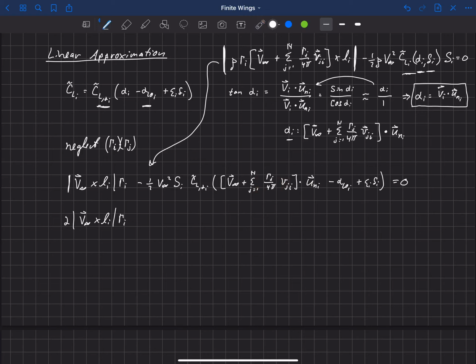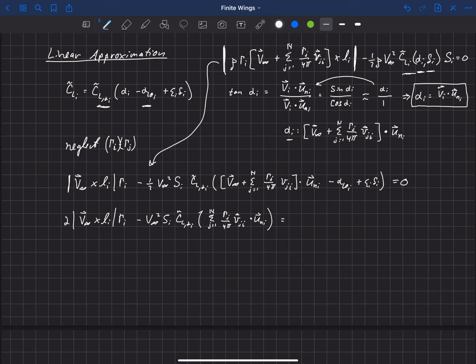Okay, so what we'll be left with on the left-hand side is minus v infinity squared. Remember that 1/2, I multiplied everything by 2. So we've got that multiplied by si, and then cl alpha I. And on the left-hand side, I'm going to leave this summation from j equals 1 to n of gamma j over 4 pi vji dotted with, and that's a vector, dotted with u and I. Okay, so that's left on the left-hand side.